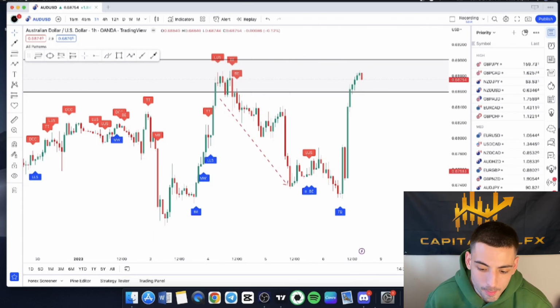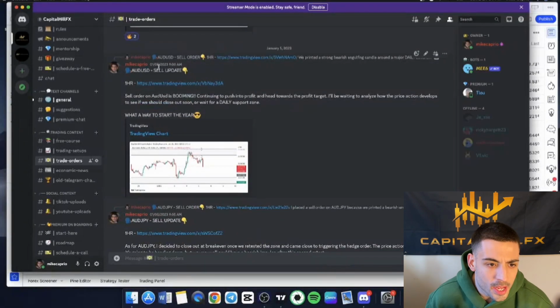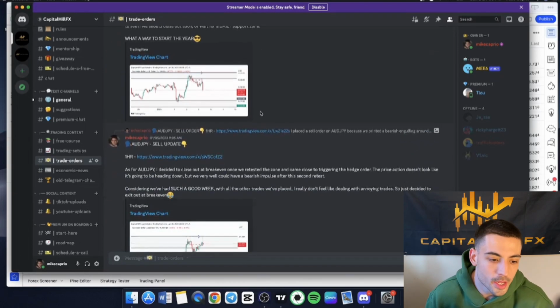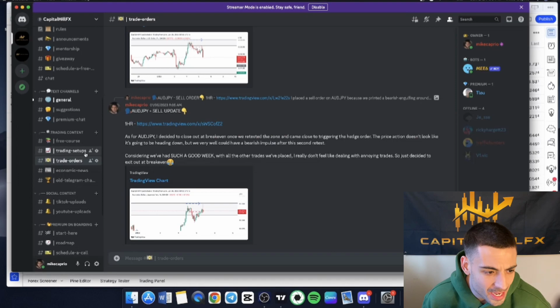That's where I ended up taking profit. Let's see if I actually posted in here. Yep, right here. Sell update, sell order on AUD USD is booming, continuing to push into profit. And then I ended up placing a sell on AUD JPY. I'll go to that in a second. But I believe in my premium chat, I ended up saying that I closed it.